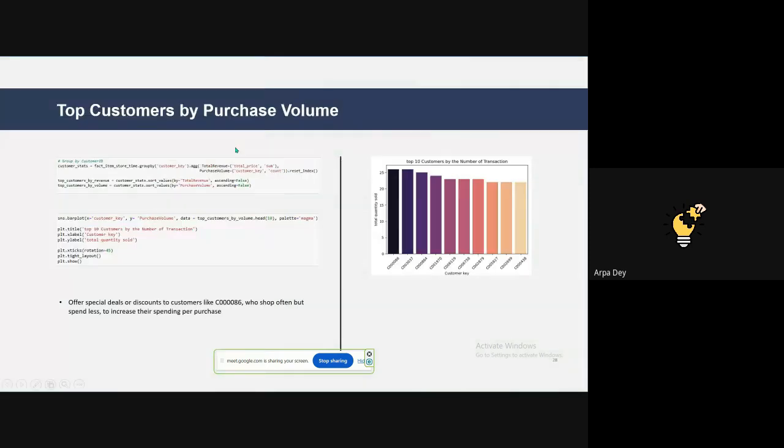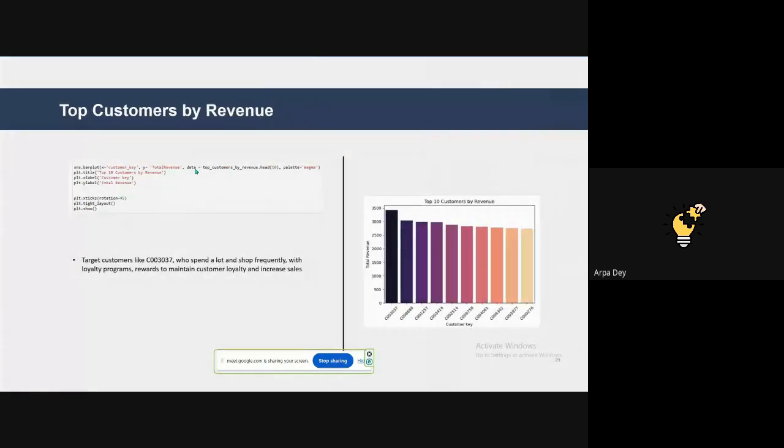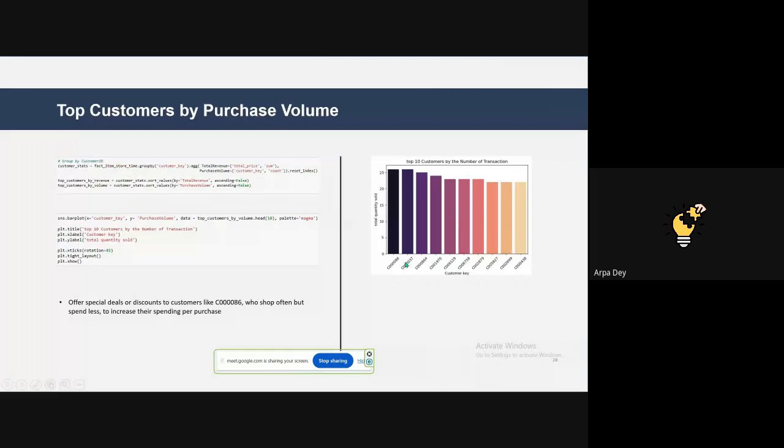So last but not least, customers. I have distributed them in two categories, by purchase volume and by revenue. These are the top 10 customers by number of transactions. They shop frequently from our shop, so we can offer them special offers so that they become loyal to our chain and don't go anywhere.